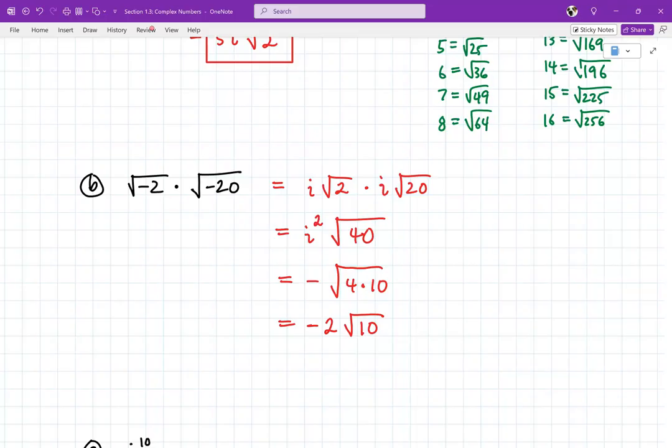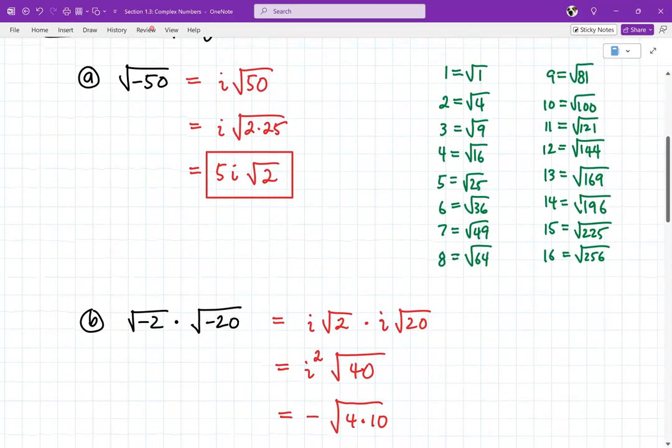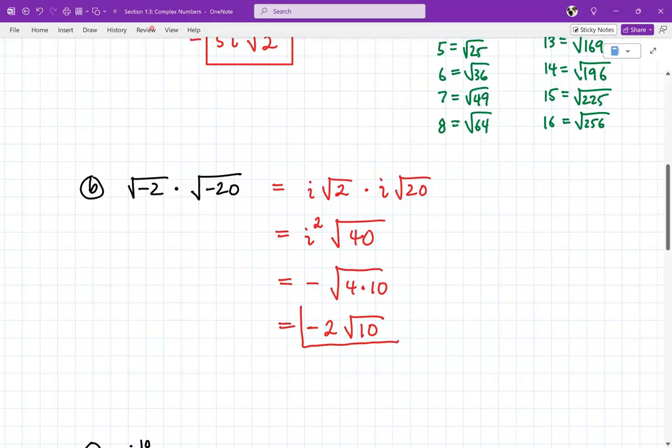What are the only factors of 10 that I can use besides 1 and 10? 1 times 10 is 10. What else is 10? 5 and 2. Does 5 and 2 have a nice square root? Is there a square root for 5 or a square root for 2? No, so that means I'm done. I can't break it up anymore. So this is my final answer right here. Okay? That's going to be my final answer. I still tried to break down 10, but it doesn't work.